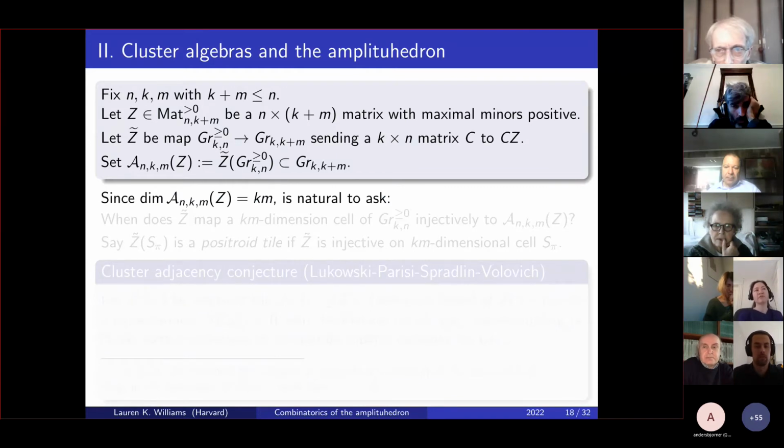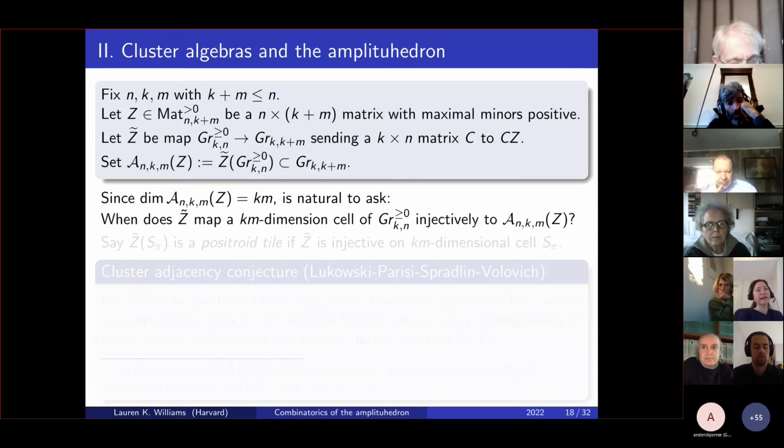Let me go back to the amplituhedron for a moment and point out that the amplituhedron lies in the Grassmannian of K planes in K plus M space, and the amplituhedron has full dimension K times M. But this K times M is in general smaller than the dimension of the domain. So this map Z tilde, whose image is the amplituhedron, is always surjective, but in general it's not injective. And so in light of that, it's natural to ask, when does Z tilde map a KM dimensional cell of the positive Grassmannian injectively to the amplituhedron?